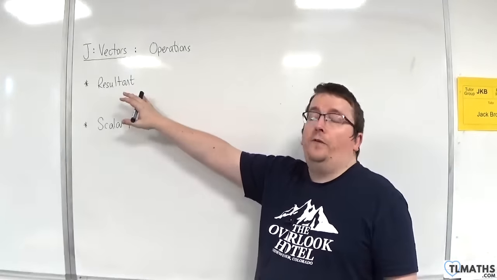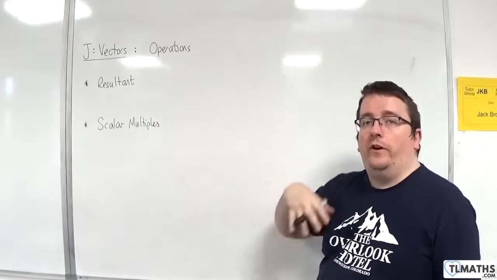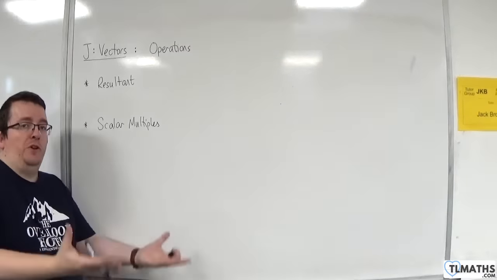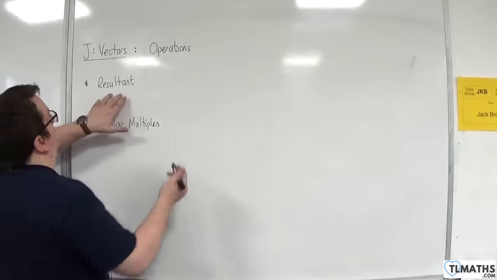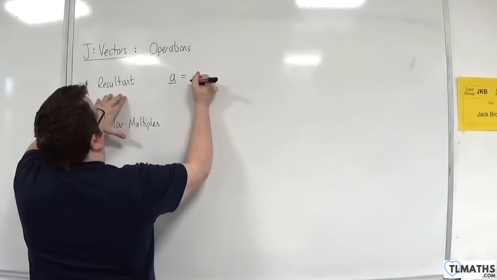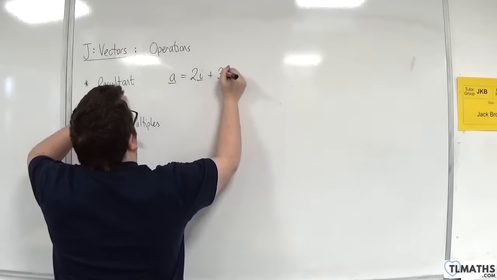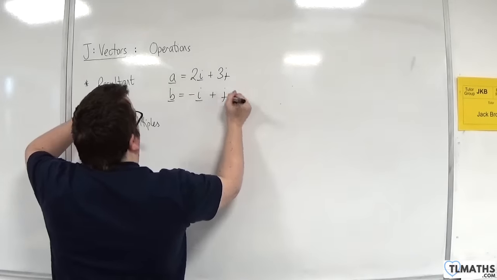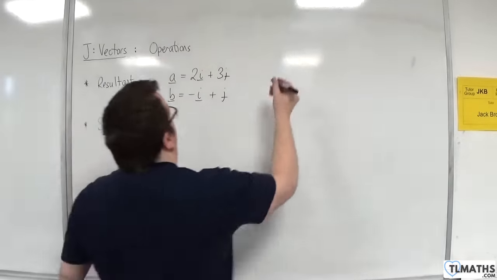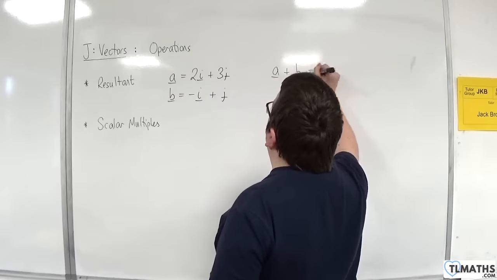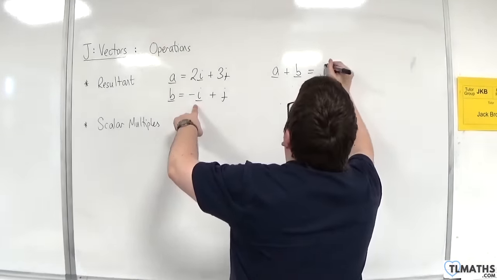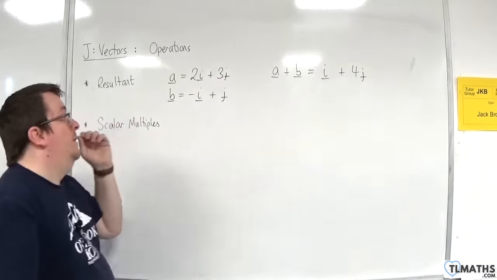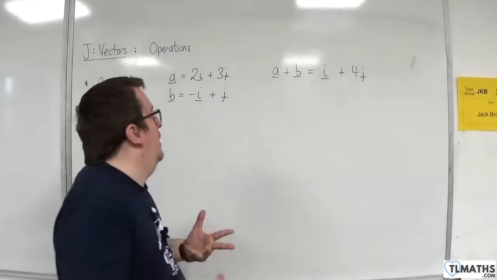Now, a question that says find the resultant vector, you need to know that that means add the vectors together. That's the same when it comes up with forces: find the resultant force, you combine the forces. So if we had a is equal to 2i plus 3j and b is equal to minus i plus j, find the resultant of the two vectors would mean a plus b. And so that would be 2 take away 1, so i, 3 plus 1, 4j.